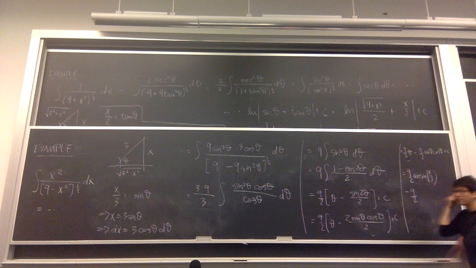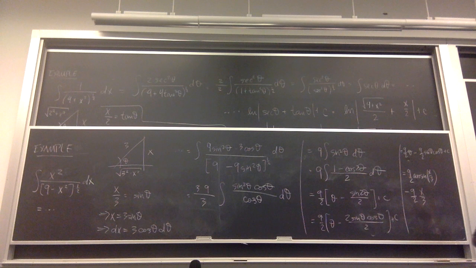So we're going to get 9 halves arc sine x over 3 minus 9 halves times, what's sine of theta? That's just x over 3. And what's cos of theta? Adjacent over hypotenuse, yeah. So that's going to be root of 9 minus x squared over 3, plus a constant. It looks complicated, but if you just stay organized, it's fine. You're just deploying a bunch of trig identities. But if you don't stay organized, this will be impossible. You'll get really frustrated real quick.